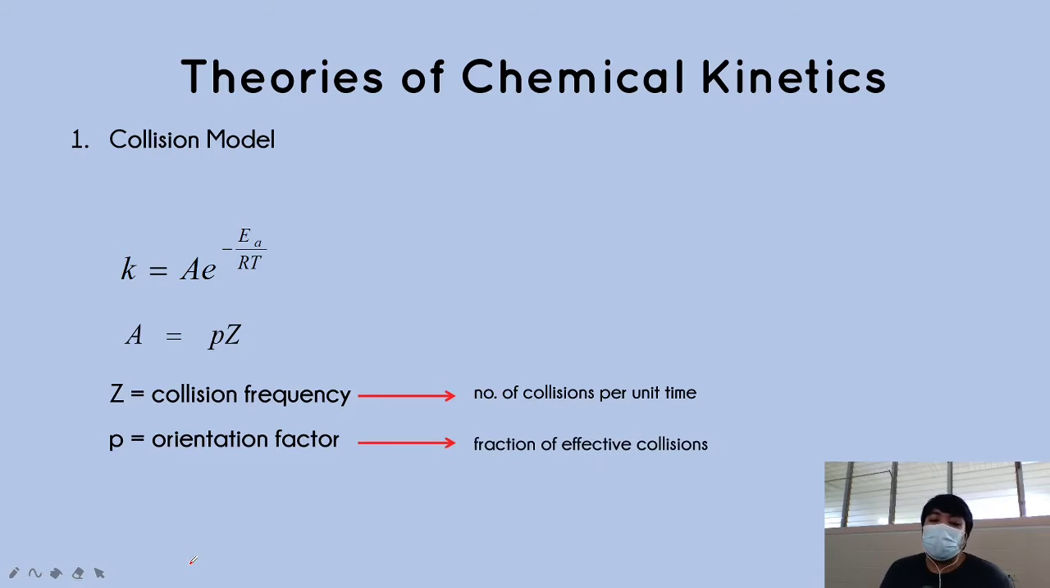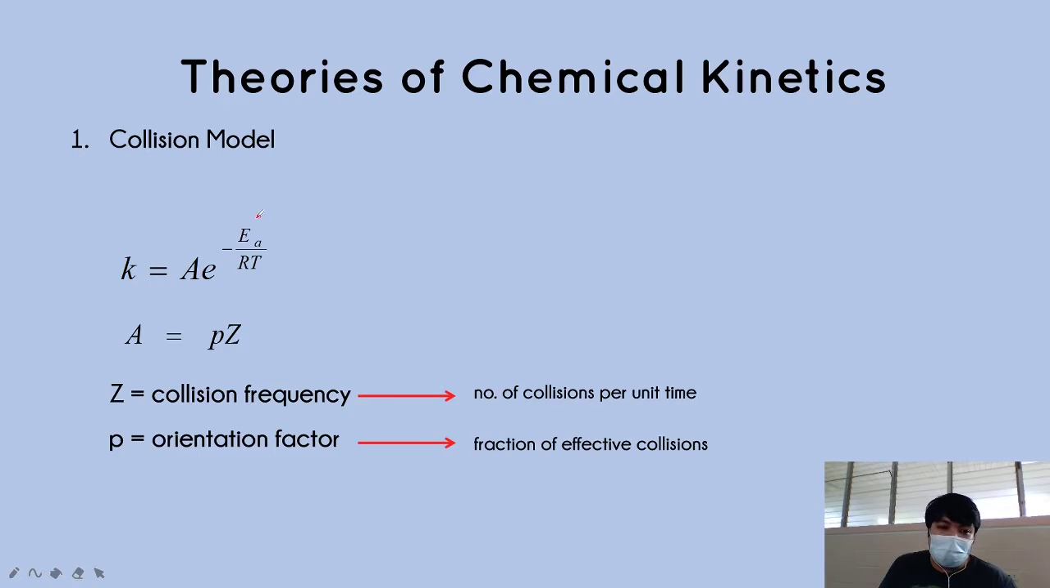So the orientation factor is the percentage of the effective collisions produced by the reaction out of the total collisions that it makes at a certain amount of time. For example, if you have 10,000 collisions occurring per second, the orientation factor shows how many of those 10,000 collisions will be effective, or rather will lead to product formation.